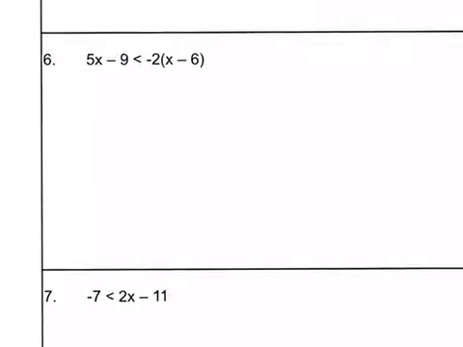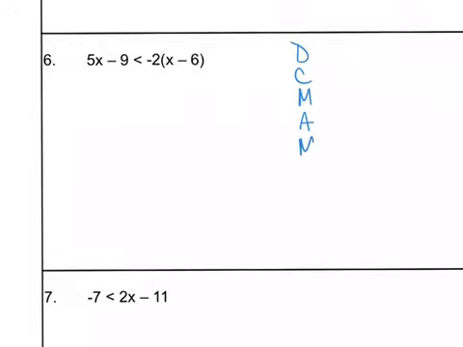So problem 6, don't call me after midnight. I do have parentheses to distribute, so negative 2 times x is negative 2x. Negative 2 times negative 6 is positive 12. Leave everything else the same.